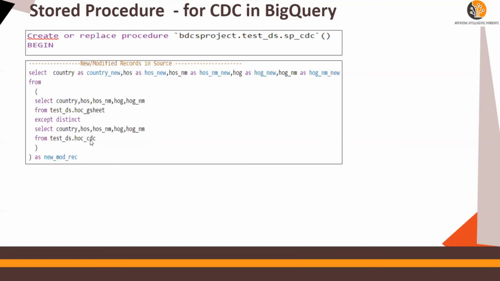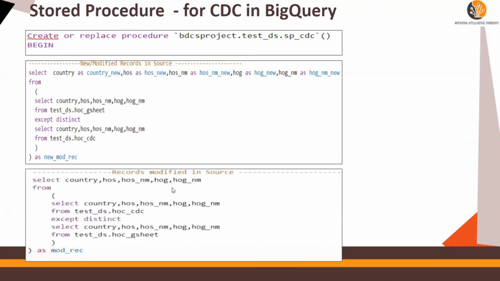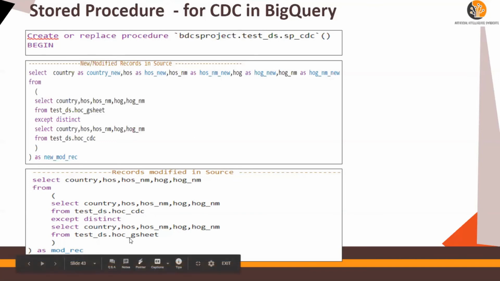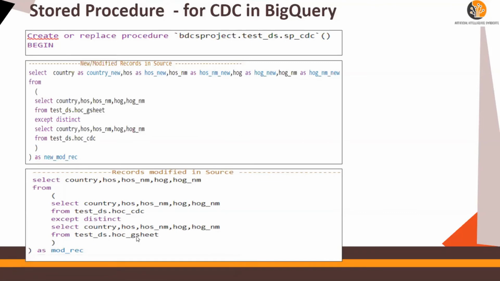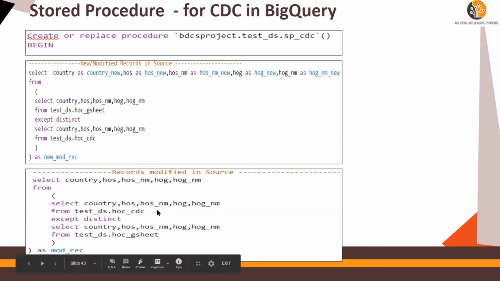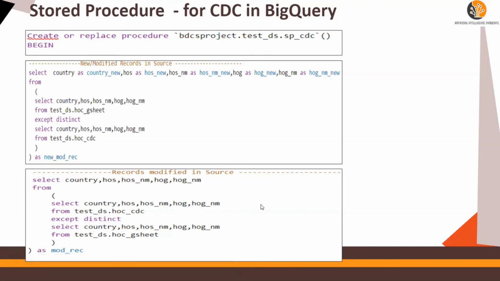Next, find out the modified records. Modified records, how would you find out the other way? Find out all the records which are in the target but not there in the sheet. When I say all the records, meaning the entire string. It's very important to note that the CDC table has 3 more columns: created date, last update date, and the updated by. You don't want to use a star over here. Otherwise, this is not going to run.